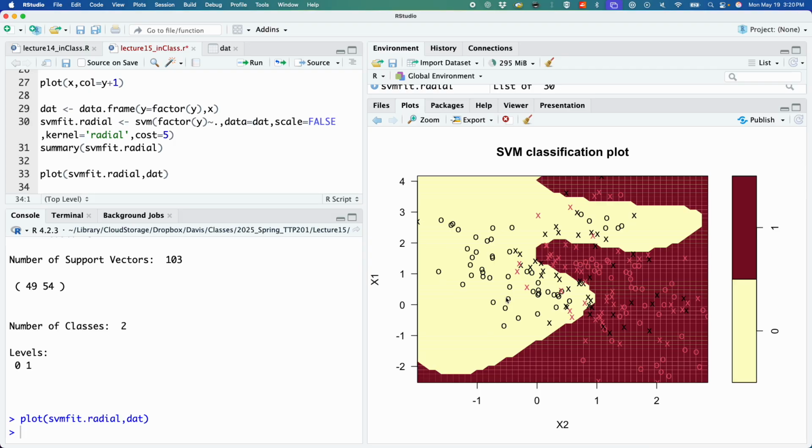Yes. So I noticed that when you changed the cost value for SVM, for SVM fit, some of the X's turn into O's, and O's turn into X's. What causes that?